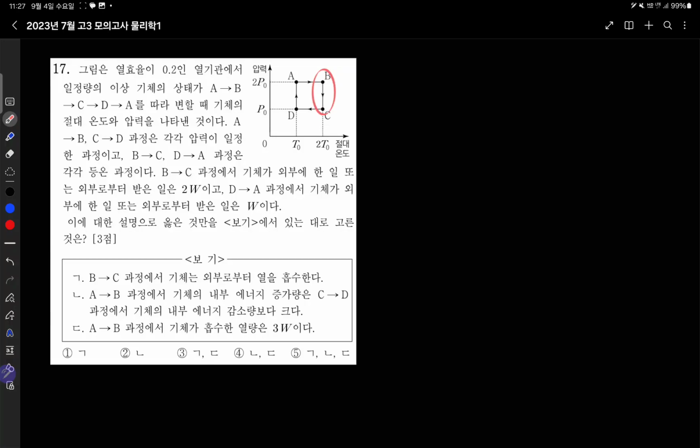From B to C, the amount of work the gas does or receives is 2 times W. From D to A, the amount of work the gas does or receives is W. Because an ideal gas is used, we can use the ideal gas equation, PV equals nRT.